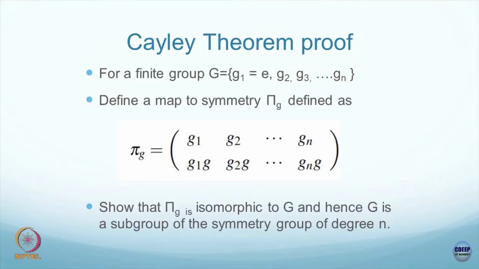This I have not shown for you, but you can do it systematically: write pi h and then write the combinations and show that this property is satisfied. What is the inverse operation? It is well defined for permutation elements.